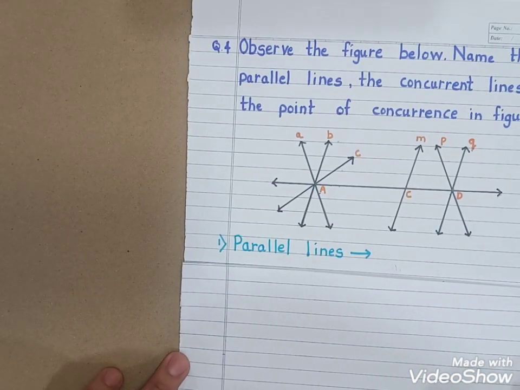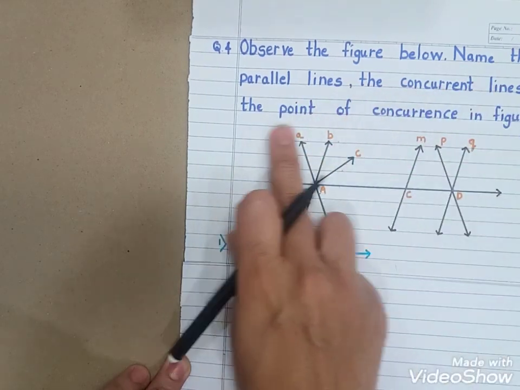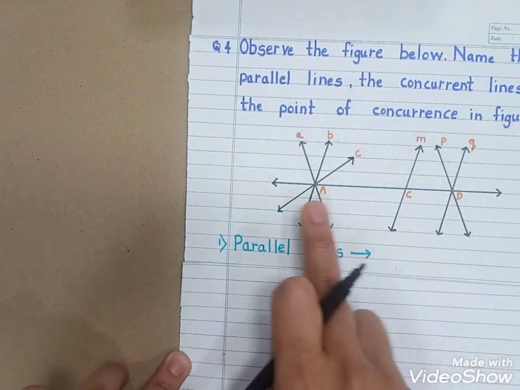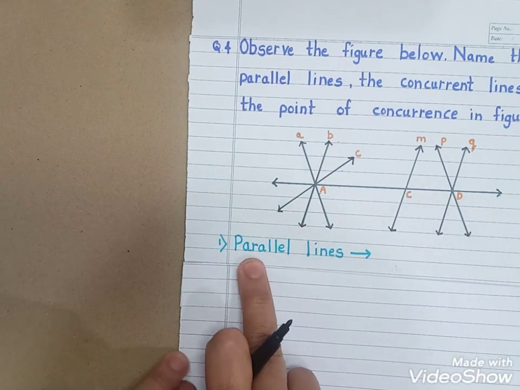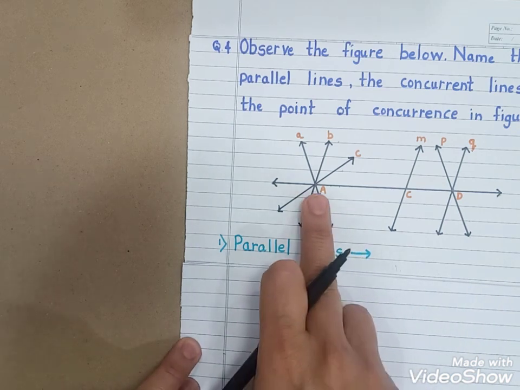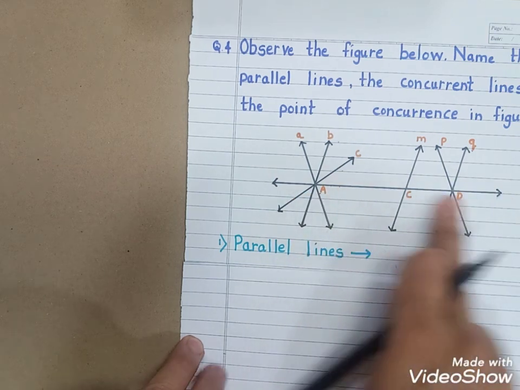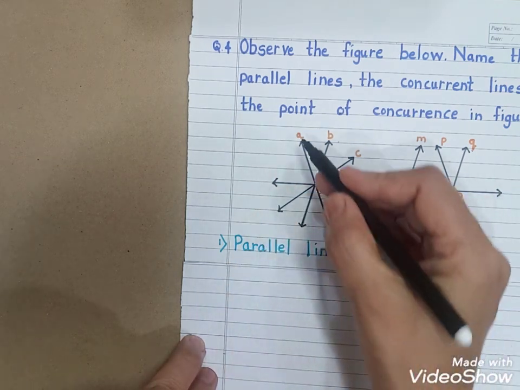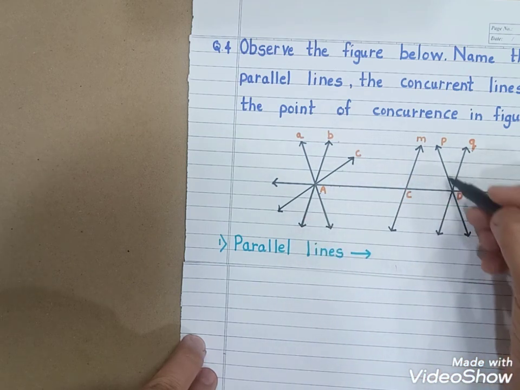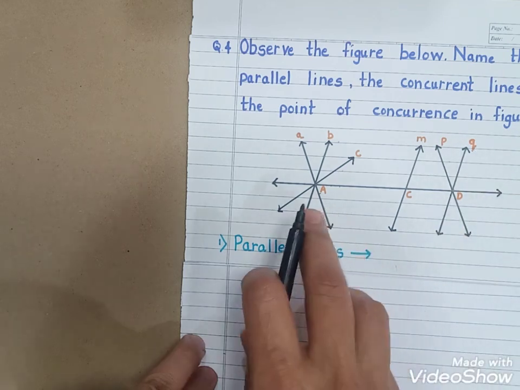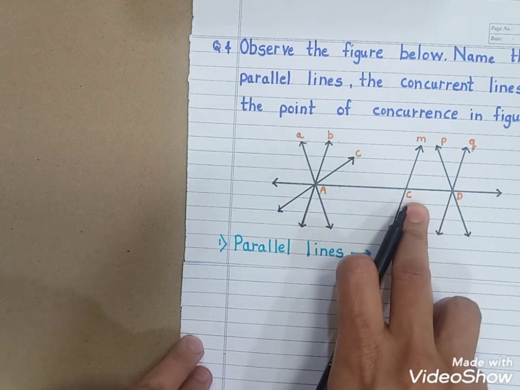Now the fourth question is, observe the figure below, name the parallel lines, the concurrent lines, and the point of concurrence in the figure. This is the figure. Now observe this figure carefully. First we are going to write the names of parallel lines. In this figure there are many lines, so the names are given. This is line A, this is line B, this is line C, this is line M, this is line P, and this is line Q. Again, we can also name this line as line AD or AC.